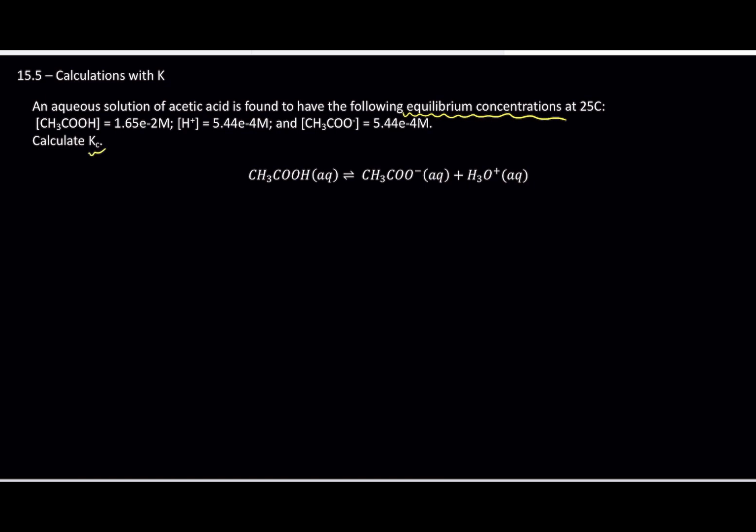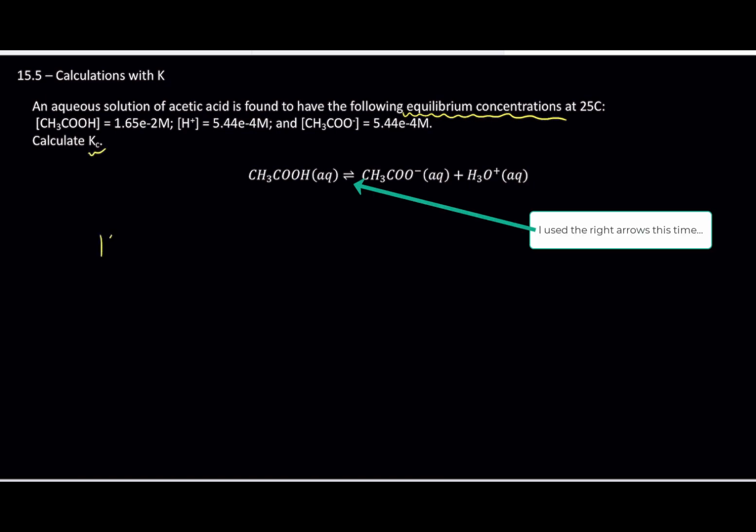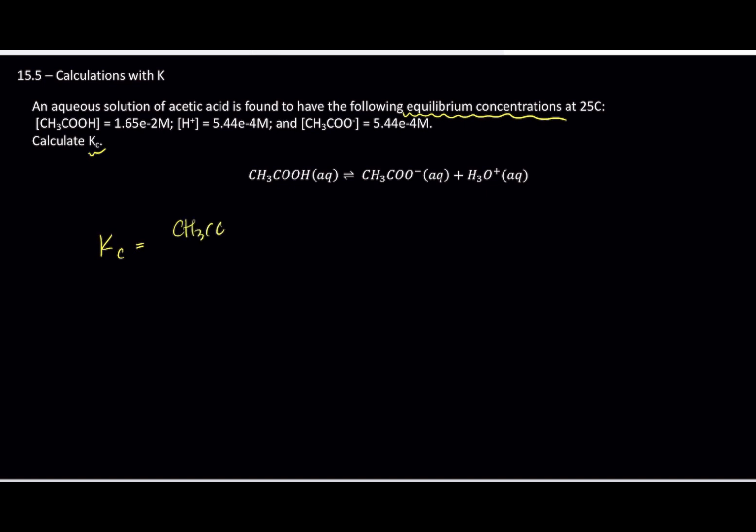So first, what should we do? Right, let's write us an expression, right? Kc is equal to our acetate ion raised to its coefficient and my hydronium raised to its coefficient all over our acid raised to its coefficient, right? And so all we've got to do is plug in our equilibrium concentrations, right? This one is that simple.